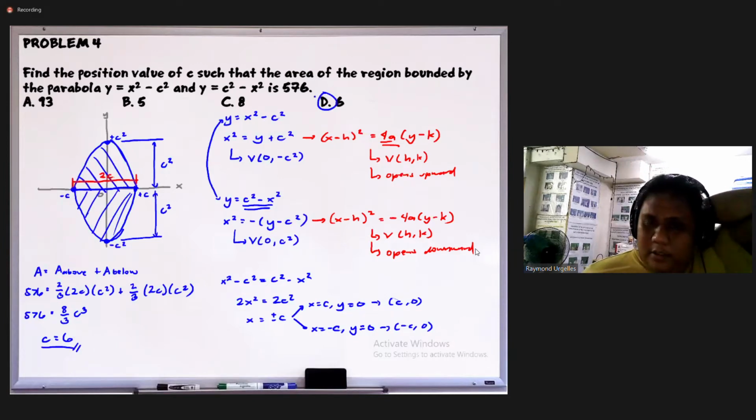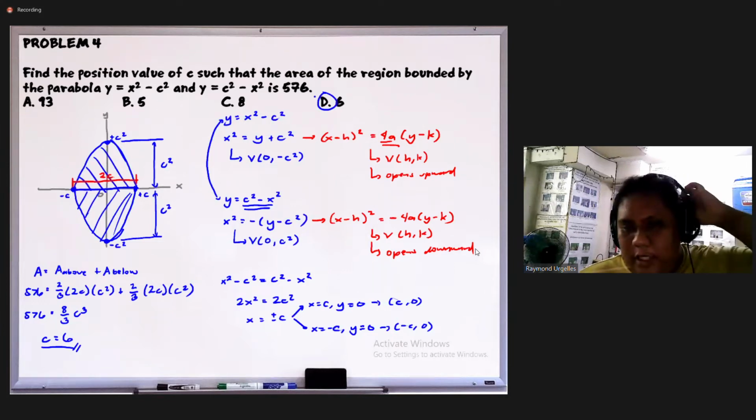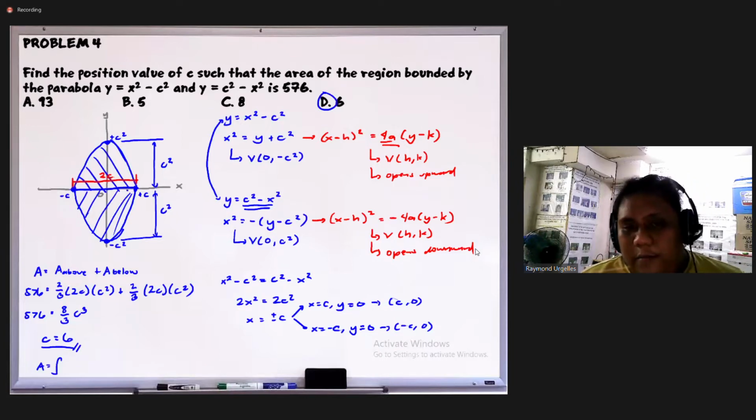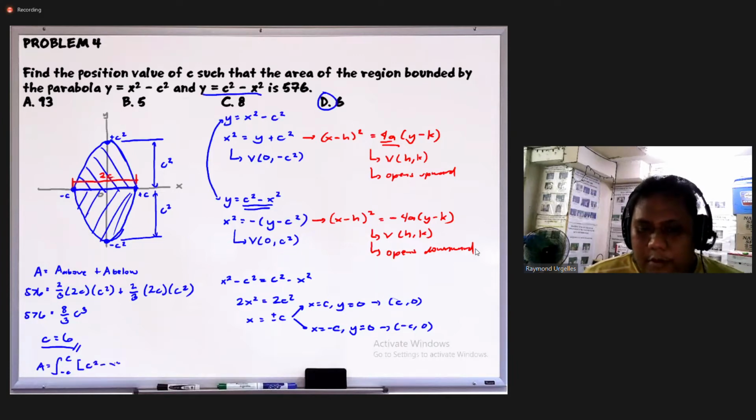Okay? So pwede nyo rin gamitan, kaya sinabi ko kanina, pwede nyo rin gamitan ng integration, di ba? So yung area kasi natin dito will just be the integral from negative c to positive c, okay? So ano yung upper boundary natin? So yung nasa taas. Ito yung nasa taas na, okay? So we have c squared minus x squared. Okay, so minus yung nasa baba, ito naman yung nasa baba. So that is x squared minus c squared. Okay, so then this quantity dx.